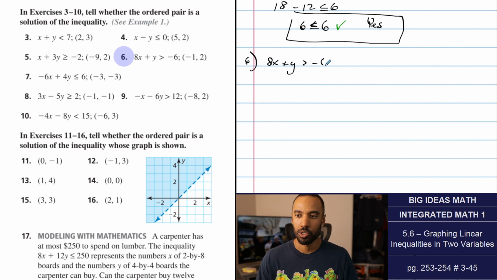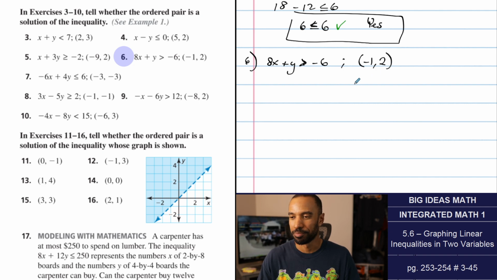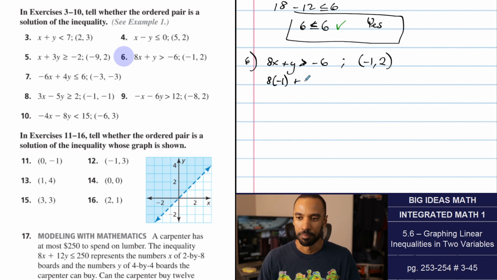All right, 8x plus y is greater than negative 6. Hope that hard drive doesn't fail. That's the only important part. Should back everything up. Okay.